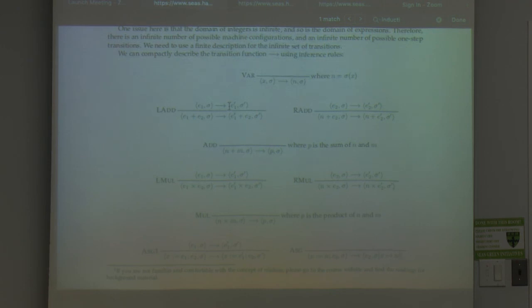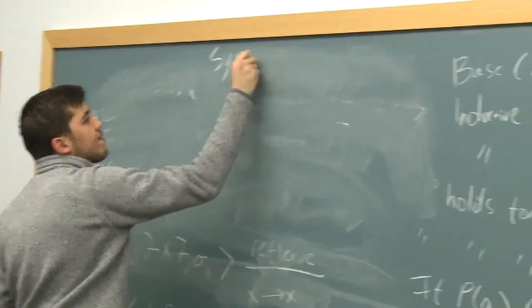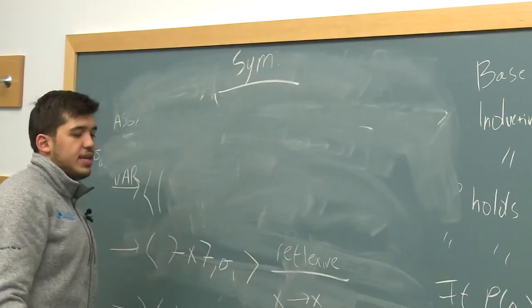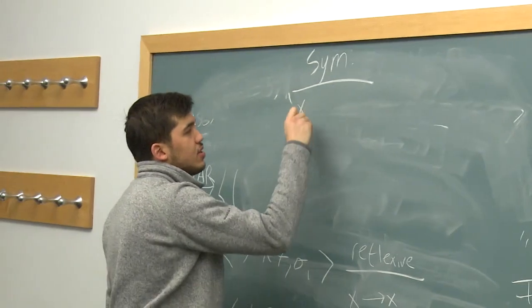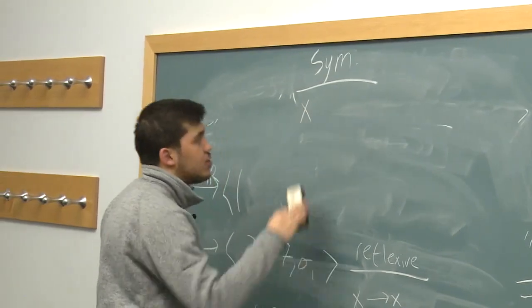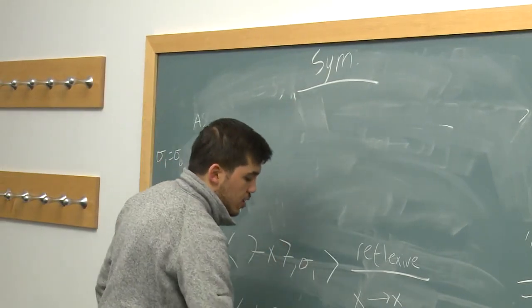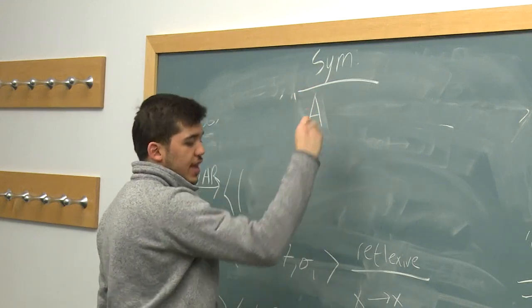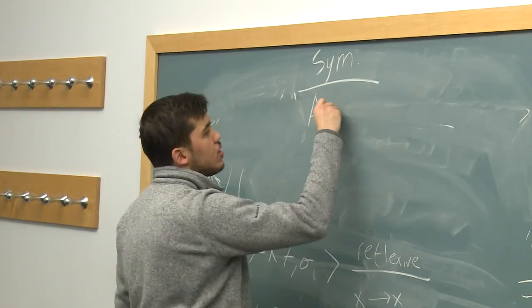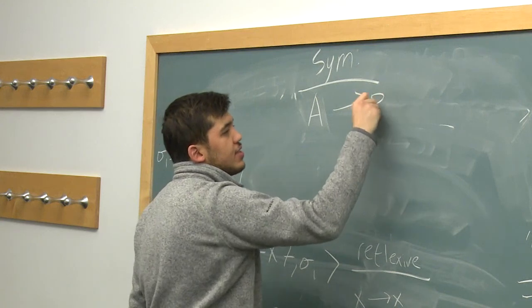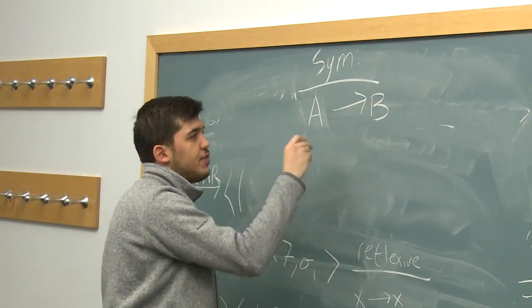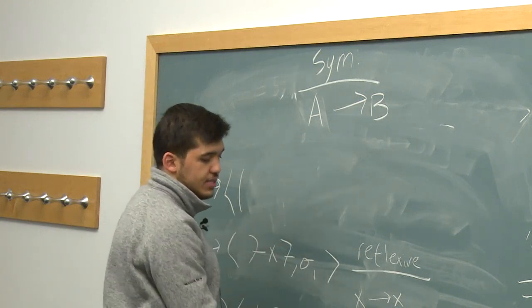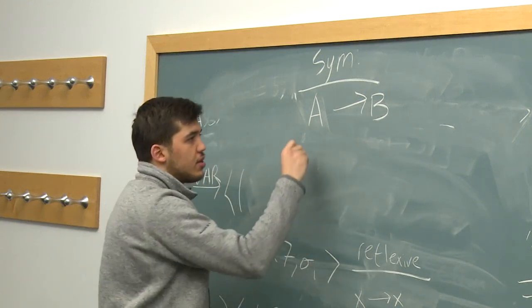Okay, a symmetric relation is when, let's say you have the configuration A, which represents E and sigma, going into B. Let's just say that this relation is valid, right? And since A and B are different, we can assume that there's progress going on here, right?